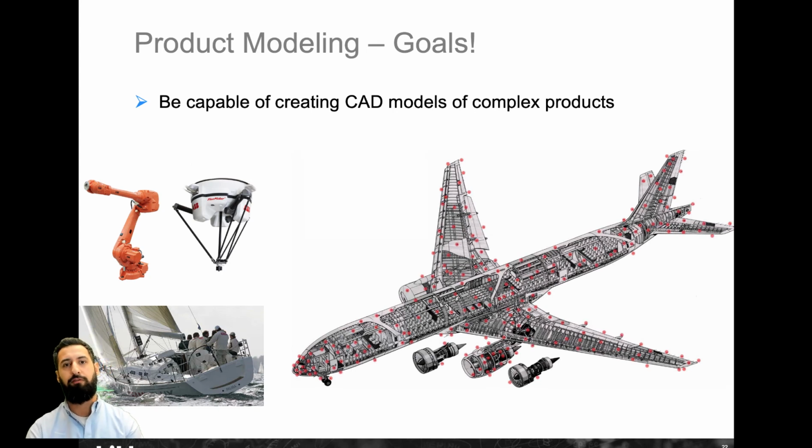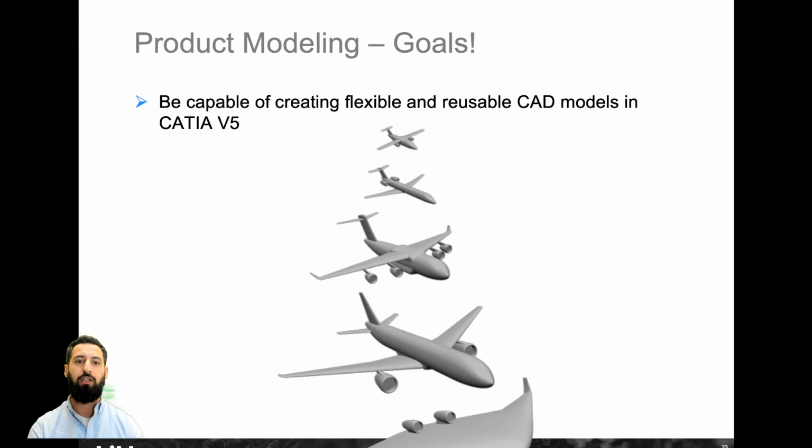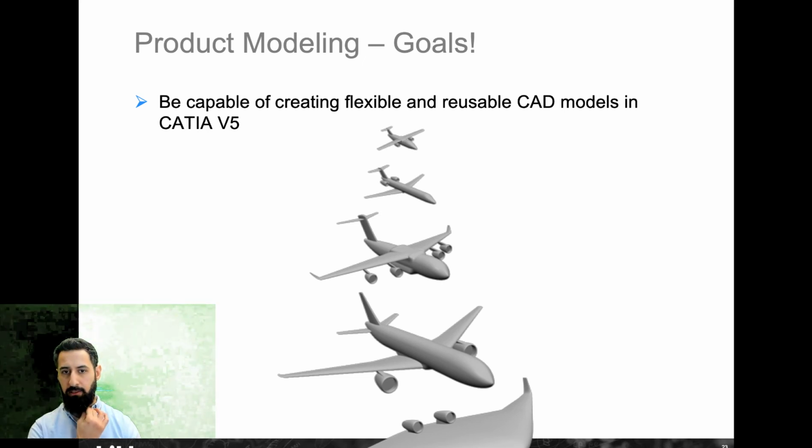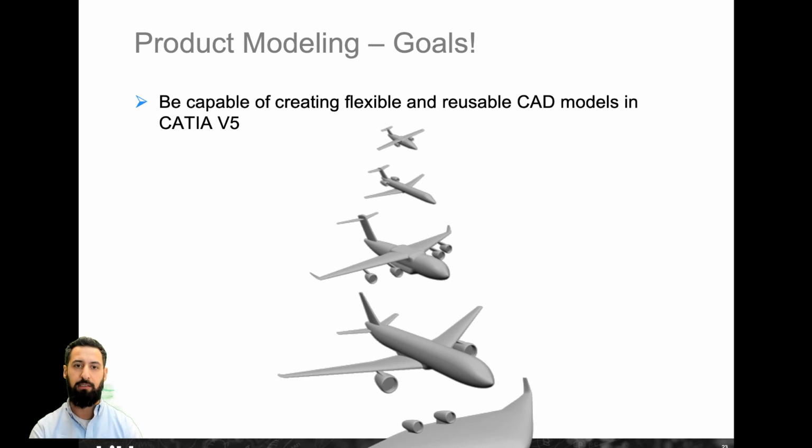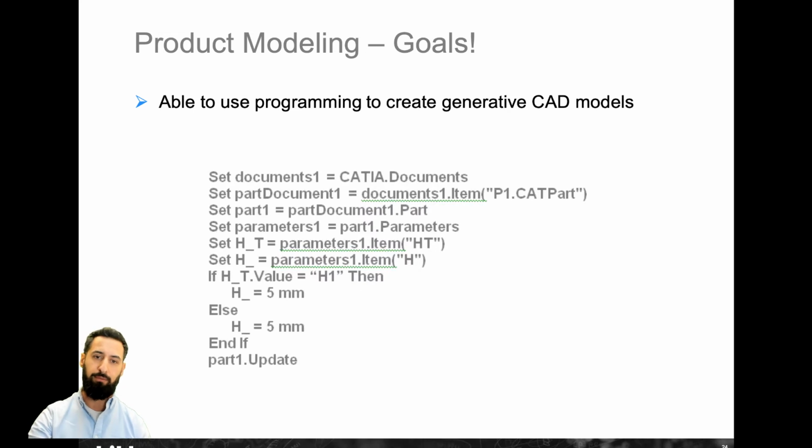The goals of this course is that you will be able to create CAD models of complex products. You will be able to create flexible and reusable CAD models in CATIA V5. And these aircraft shapes that you can see in this slide are actually one and the same model. But with the help of design automation and parametric design, you can just change some parameters and then they can change shape and configuration. We will use a lot of programming in this course.